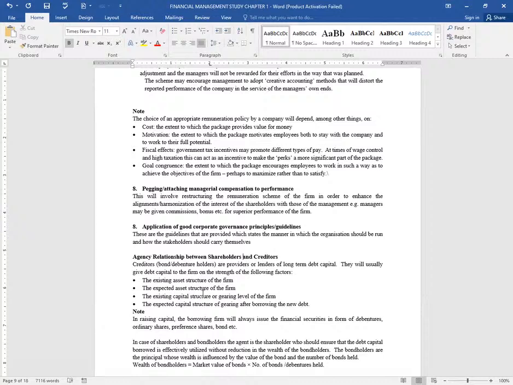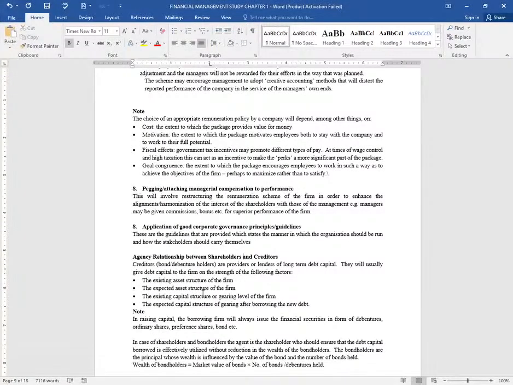Expected asset structure of the firm after we give you the money. How will the asset structure look like? Then we have the existing capital structure or gearing level. I mean, if you have got a huge amount of debt, they will not be willing to add anything in form of debt to you. So you have the existing capital structure and the expected capital structure.